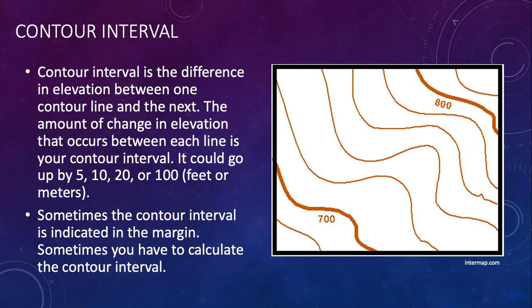Contour interval is the difference in elevation between one contour line and the next. The amount of change in elevation that occurs between each line. That's your contour interval. It could go up by 5, 10, 20, or 100 feet or meters. Sometimes the contour interval is indicated in the margin, and sometimes you have to calculate the contour interval.